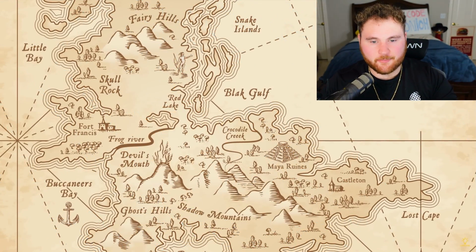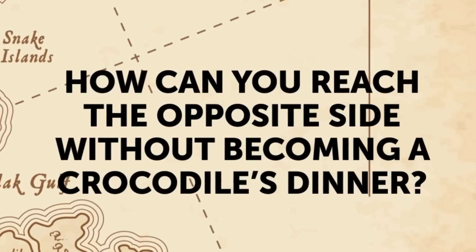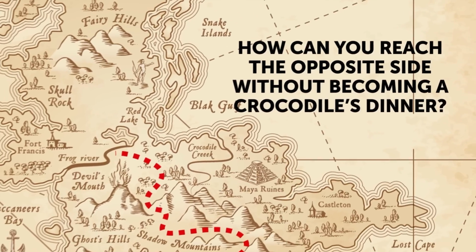What's question 15? Oh, here we go. We got a map. Oh, how awesome. Geography. Lovely. Here we go. Last question. Question 15. How can you reach the opposite side without becoming a crocodile's dinner?